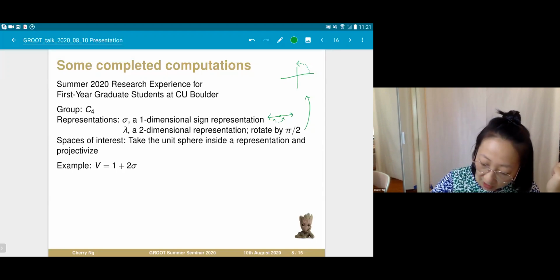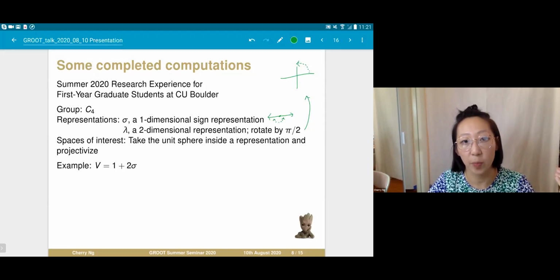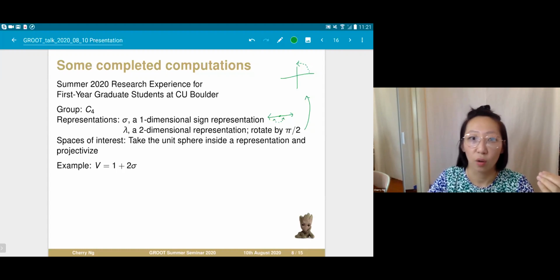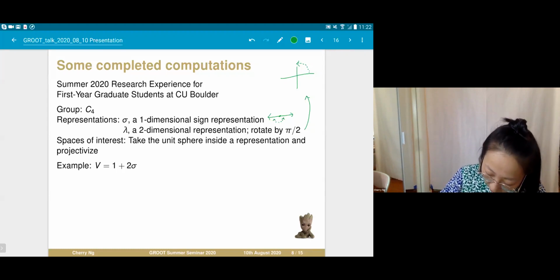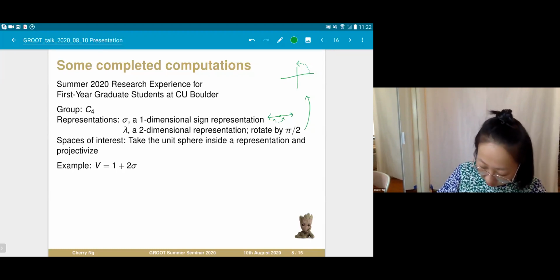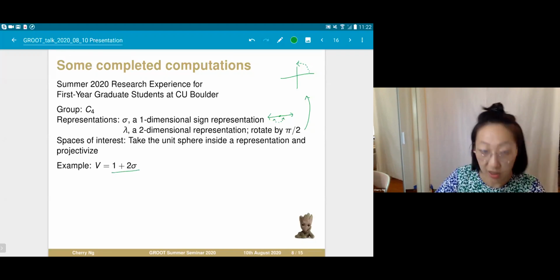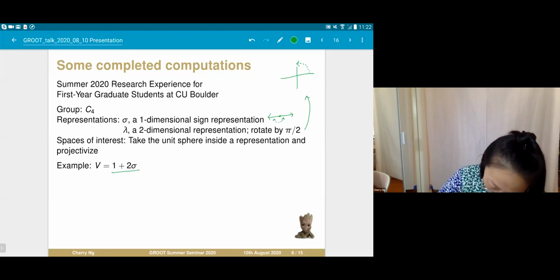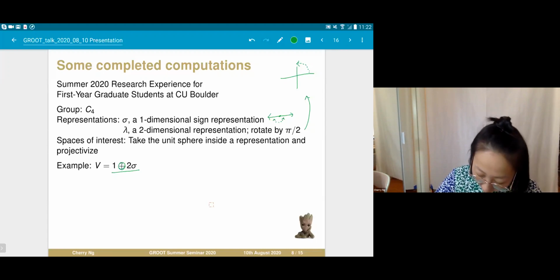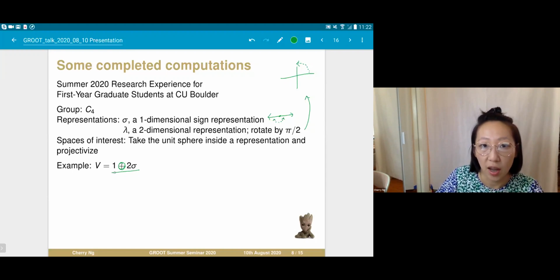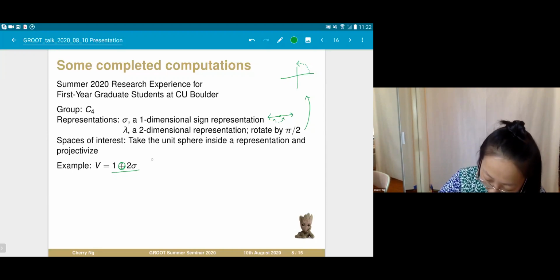And then inside of that vector space, they take the unit sphere, and then after that, they projectivize, and they're interested in the cohomology of that space. And so let me give you an example. One of the pieces that they worked with was this representation, I should have written O plus. And what I mean when I say 1 plus 2 sigma is one copy of a trivial representation and 2 copies of the sign representation. And so this is 3-dimensional.